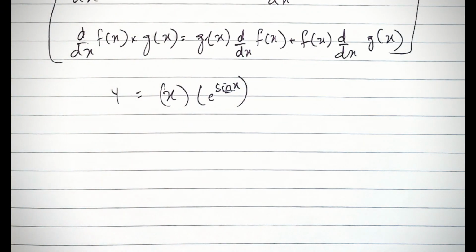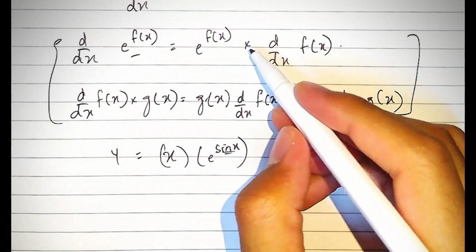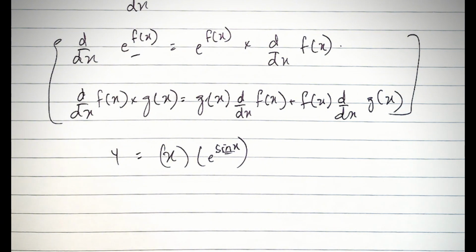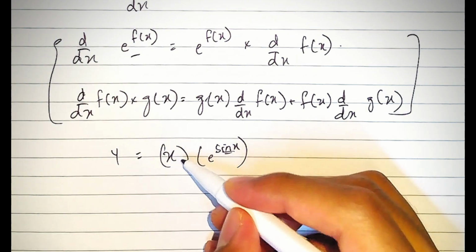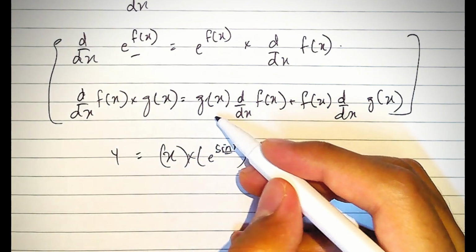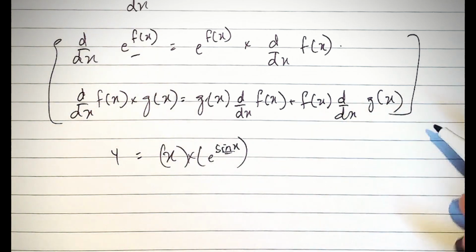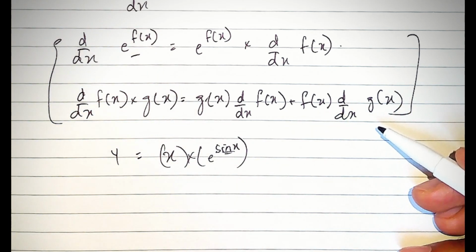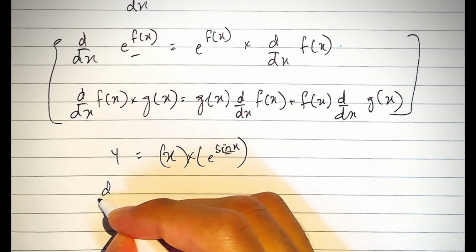Now, e^(sin x) is an exponential function. When we have an exponential function, we can find its derivative as e^(f(x)) multiplied by the derivative of the same function. And since these terms are being multiplied, we can use the product rule: the second function as it is times the derivative of the first function, plus the first function as it is times the derivative of the second function. Now let's apply the differentials on both sides of the equation.